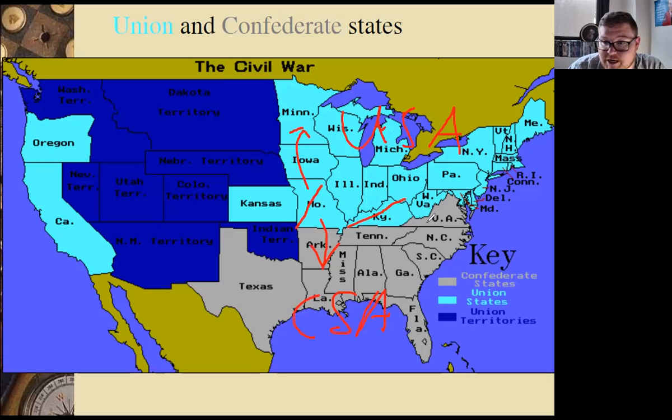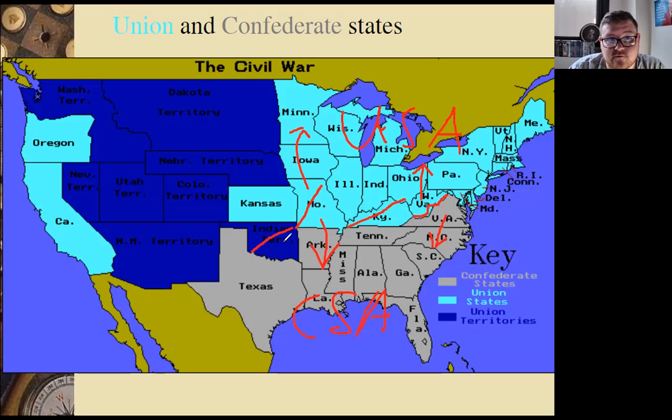West Virginia actually was a part of Virginia. It was one big state. But during the Civil War, they actually split because West Virginia was more northern and the eastern part of the state was more southern. West Virginia was made a state in 1863. So pretty interesting, right?